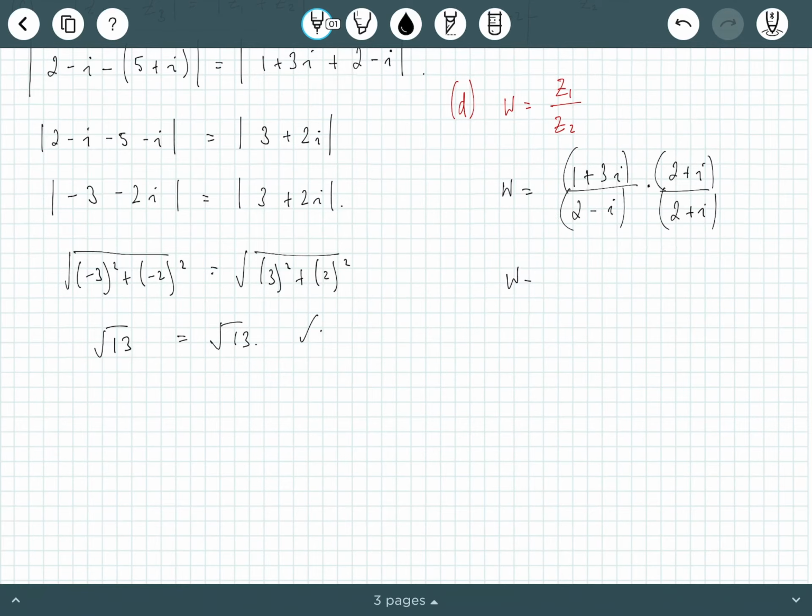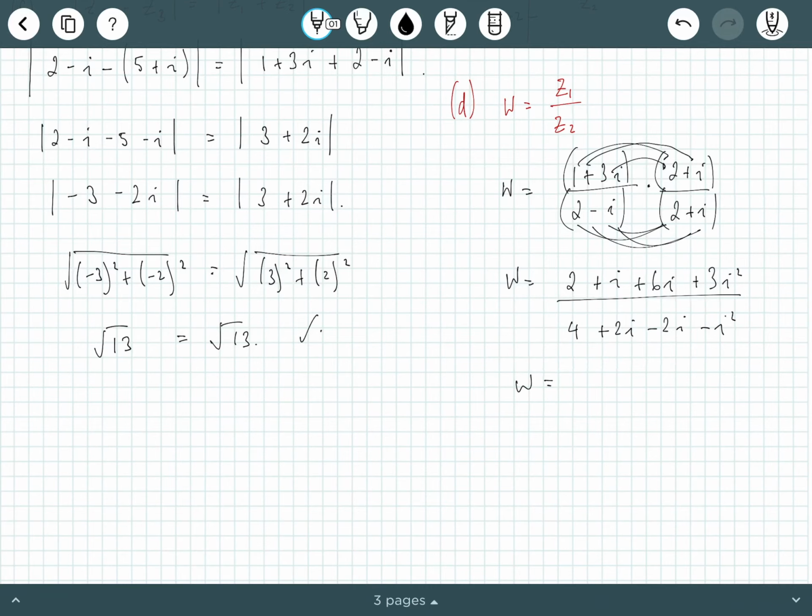So 1 times 2 is 2. 1 times i is i. 3i by 2 is 6i. And 3i by i is plus 3i squared. Bottom line, 2 by 2 is 4. 2 by i is plus 2i. Then minus i by 2 is minus 2i. Minus i by plus i is minus i squared.